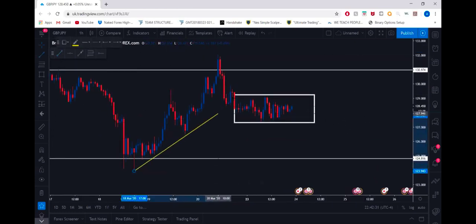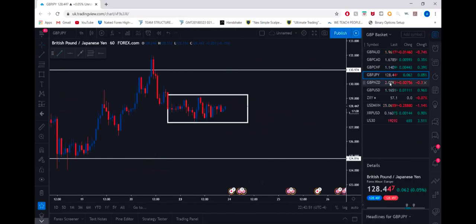So we had this breakout, we might get pushed back up to get the retest, or if we break down for the London session, then yeah, I would be interested to take that sell. Nothing there.